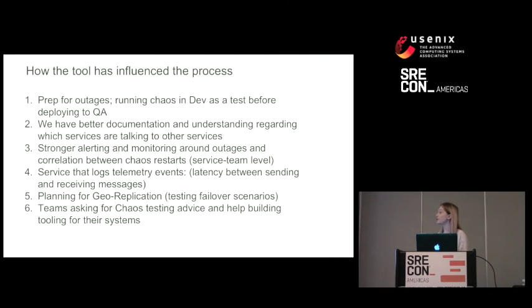It helped us plan for geo-replication by testing failover scenarios. And eventually, my favorite point was teams asking for chaos testing advice, helping build it into their systems, and wanting to chaos test as well. So actually wanting to work with the chaos team, asking for advice, and wanting to make sure their stuff was rolled out reasonably and well tested.